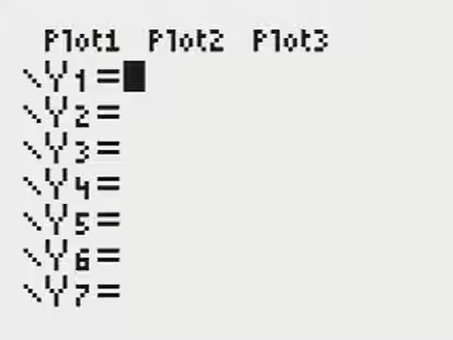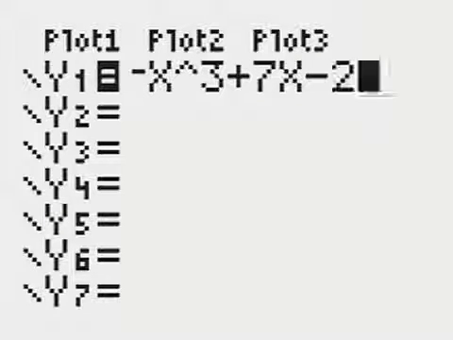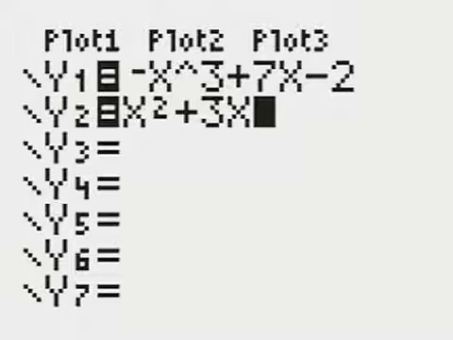In y1 we enter negative. Now make sure we use the negative key here, that's next to the enter key. Don't use the minus. It's a little bit smaller than the minus sign. Negative x to the third power plus 7x minus 2. And notice the difference between the minus sign and the negative. We'll hit enter. And in y2 we want to enter the right side of our equation, x squared plus 3x minus 3.